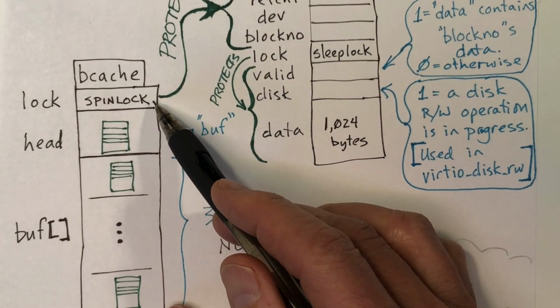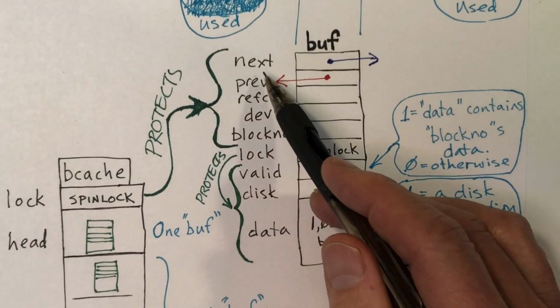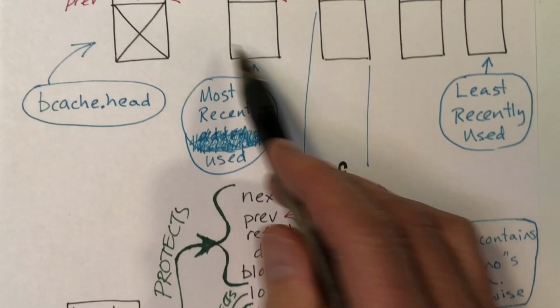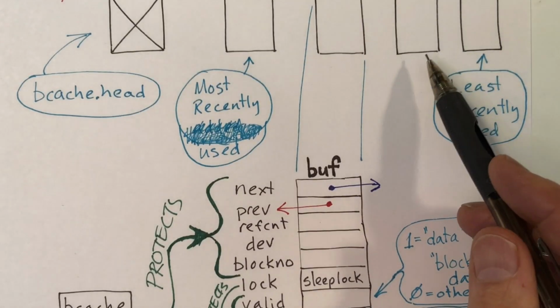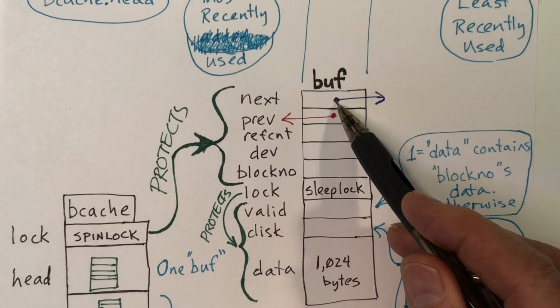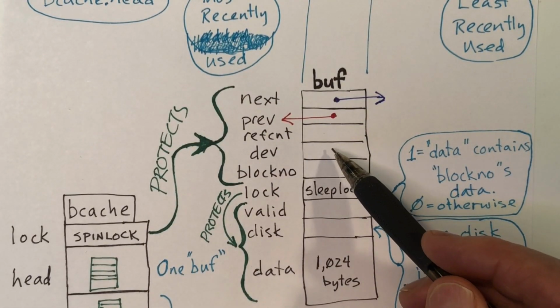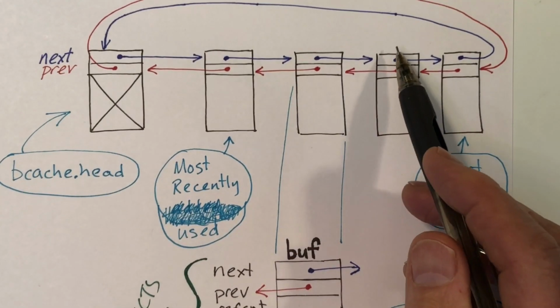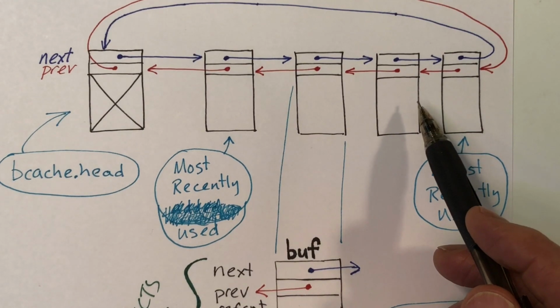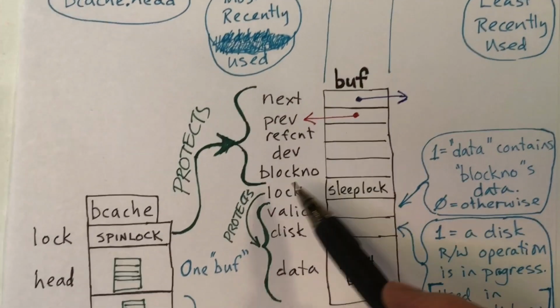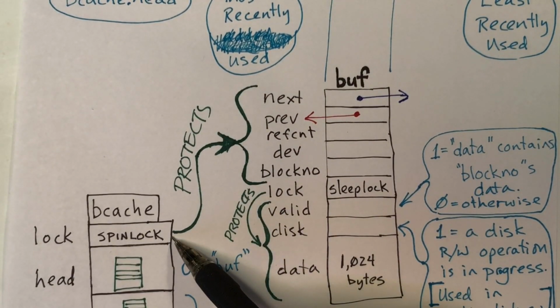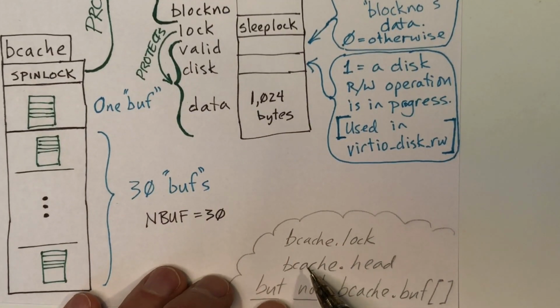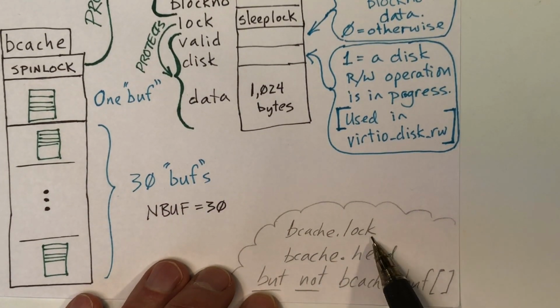The spin lock is protecting the linked list, essentially. It's protecting the fields next, previous, ref count, dev, and block number. So every time we want to allocate a buffer or release a buffer, we will need to acquire the spin lock, which we can refer to as bcache.lock.